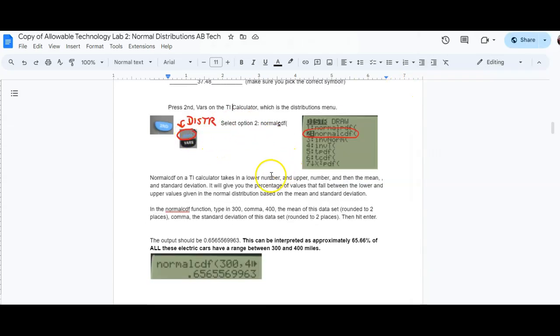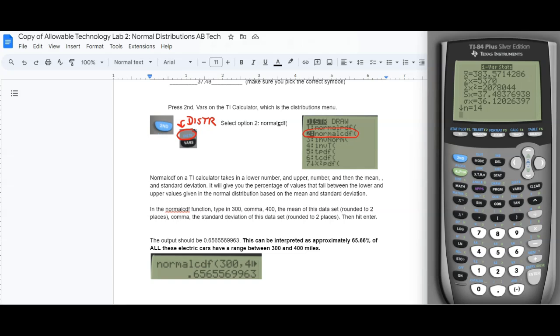All right, and now we're going into normal approximations on the calculator. The normal CDF takes in a lower number, an upper number, a mean, and a standard deviation, and it gives me the percent that falls in between the lower and the upper number. So what it's telling me to do here is to use my calculator. I'm going to go quit. It's under second vars, which is DISTR, distribution. Then normal, not PDF, CDF. Make sure you're selecting CDF.